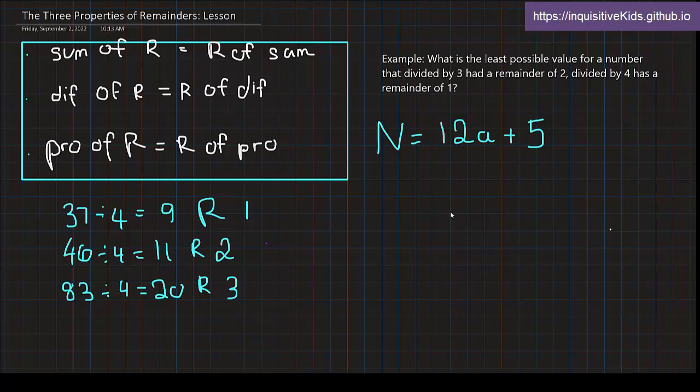But would there be a better value for a that makes this even smaller? Right, I only said that n could be a positive integer. I never said that a had to be a positive integer. Of course, it had to be an integer, but positive? I don't think so. So if a is equal to 0, and we substitute the value of a into here, 12 times 0 is 0. 0 plus 5 is 5. So n would equal 5. So the least possible value for n is 5.